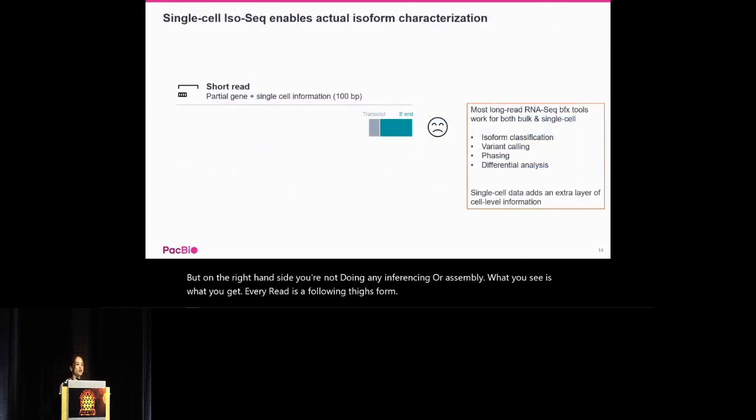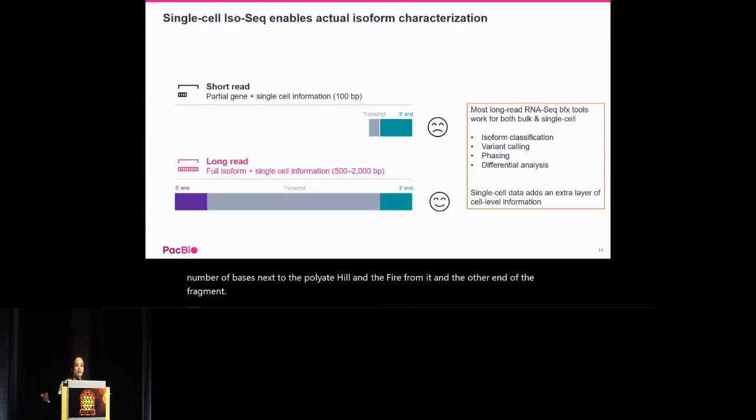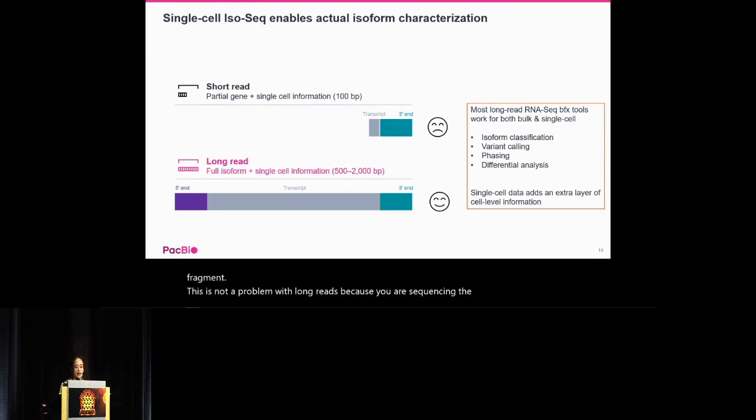This problem becomes even more difficult in the single-cell space because of the necessity to sequence and see the UMIs and the barcodes that tell you which transcript comes from which single cell. You're now limited, as the previous talk has shown, to a limited number of bases next to the poly A tail and the 5' and the other end of the fragment. This is not a problem with long reads because you are sequencing the entire single-cell cDNA.